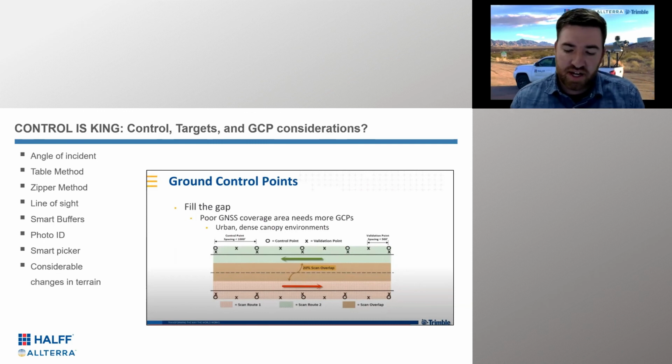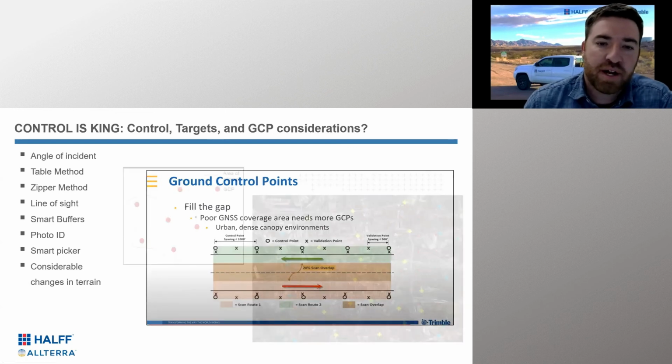And it often makes sense to do what we call the zipper method if it's a narrow enough corridor, where you don't have to set control on both sides, one across from the other. You can kind of zipper your control down the road like that. Because as we all know, a couple of things with control.